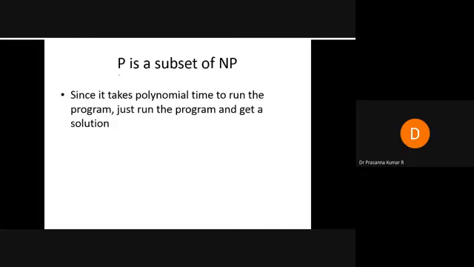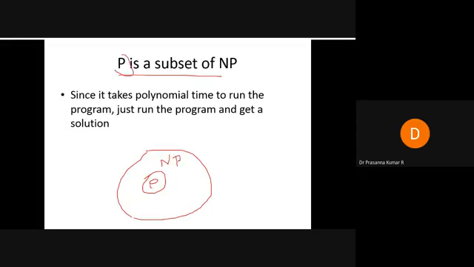So this I think I have already explained to you in the Venn diagram. P is a subset of NP. If you remember, P was a small circle, and above that we had a very big circle which was NP. This was the Venn diagram which we discussed. So P type of problems is a subset of NP. Since it takes polynomial time to run the program, just run the program and get the solution. But NP is a subset of P?